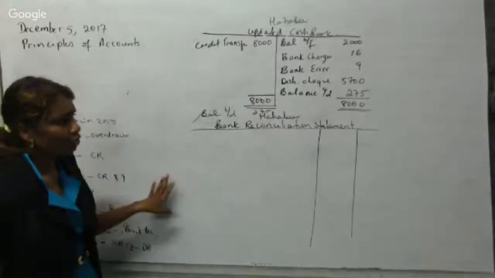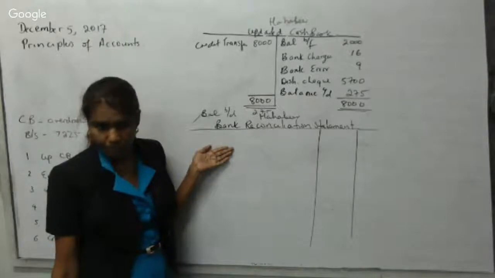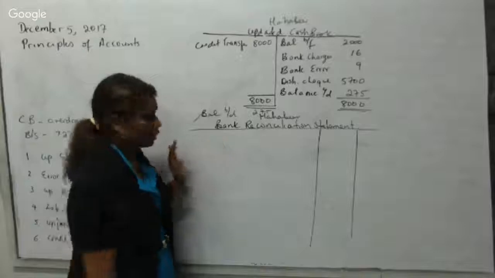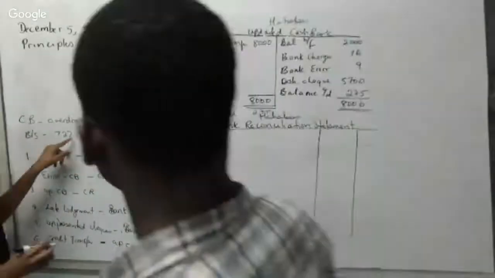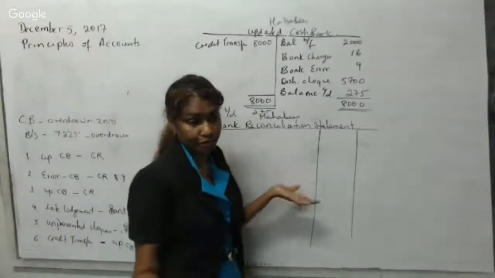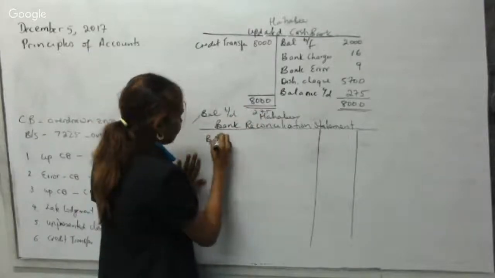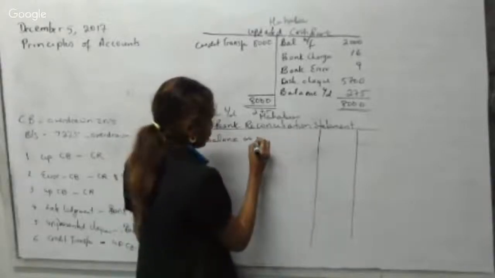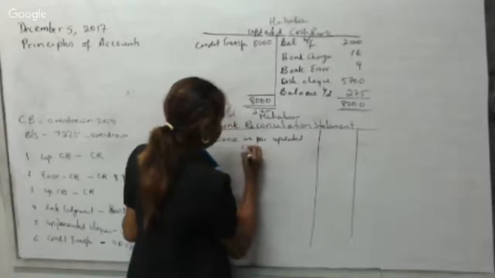Did they tell us how we should do the bank reconciliation statement? Prepare Marvin's bank reconciliation. They didn't tell you which one to start with. So in this case, because you have the bank statement balance and you have the updated cash book balance, you can use whichever one you want. Many persons prefer to use the cash book balance, maybe because it's the first one you learned. As per updated cash book.